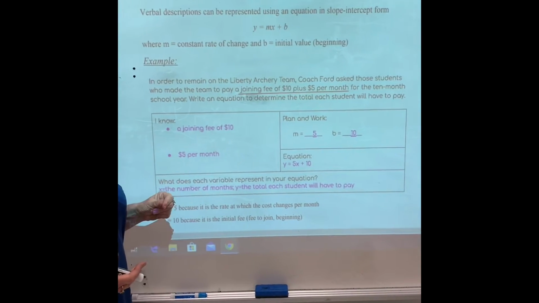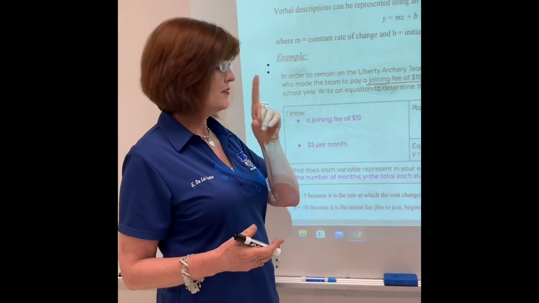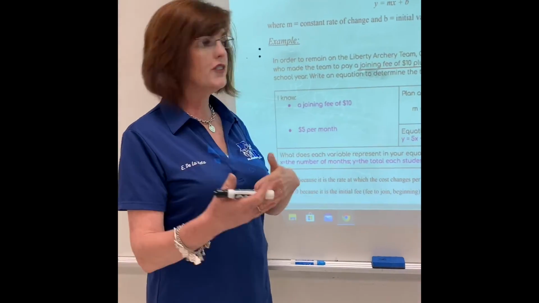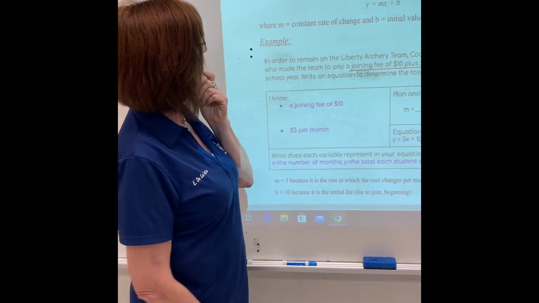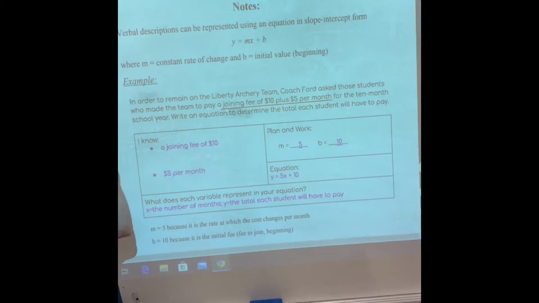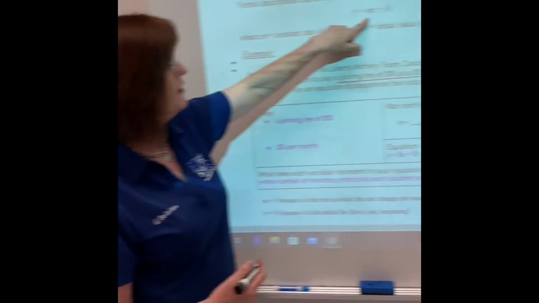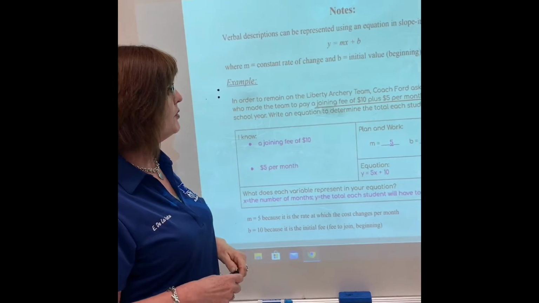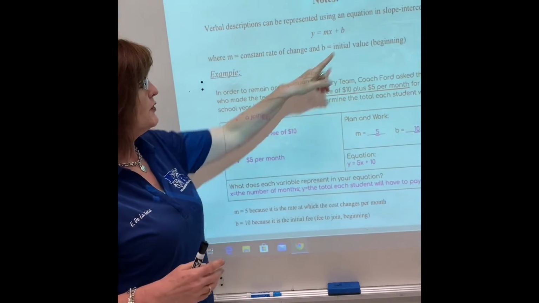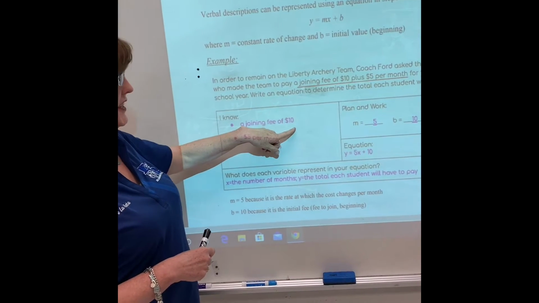When I see that, a joining fee, that's one of those one-time fees. It doesn't keep happening over and over again. You join once. So over here, which one does that go with? I'm thinking the joining. Is it the total? Is it going to keep changing, that joining fee? Or is it my initial value? And I'm going to realize that it's going to be my initial value over here. I have a joining fee of $10.